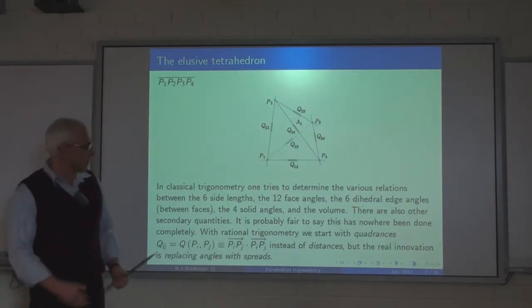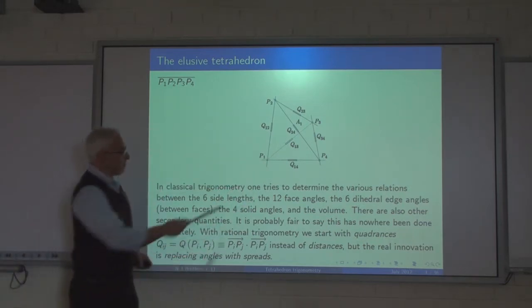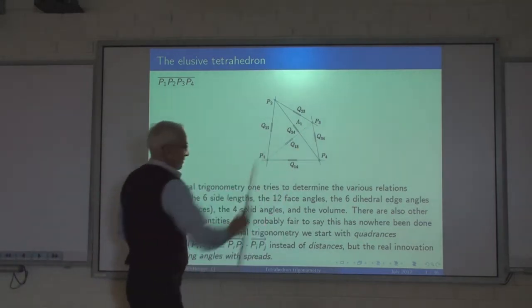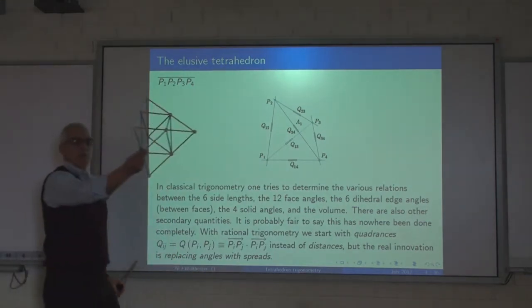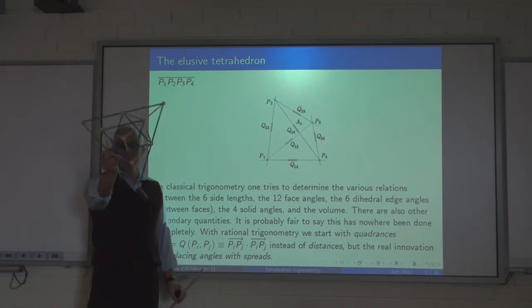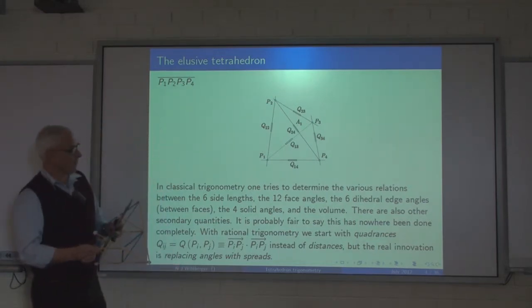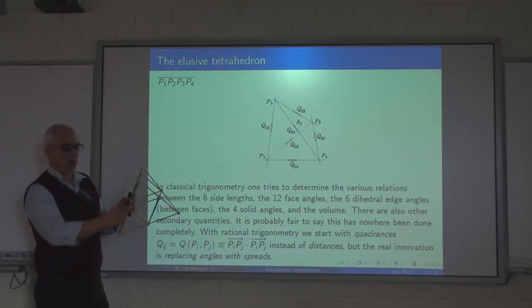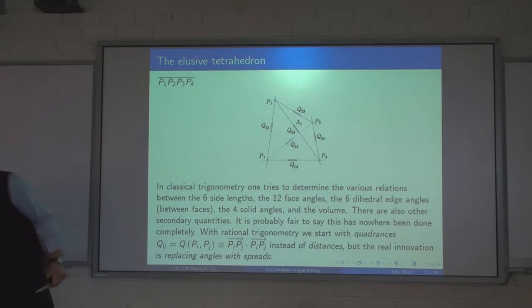Okay, so the basic object that we're working with is a tetrahedron. There's a picture of a tetrahedron, points P1, P2, P3, P4, and there's a more concrete three-dimensional example of it. And prominent for us will be the quadrances of the sides, and I'll explain what that is in a second.